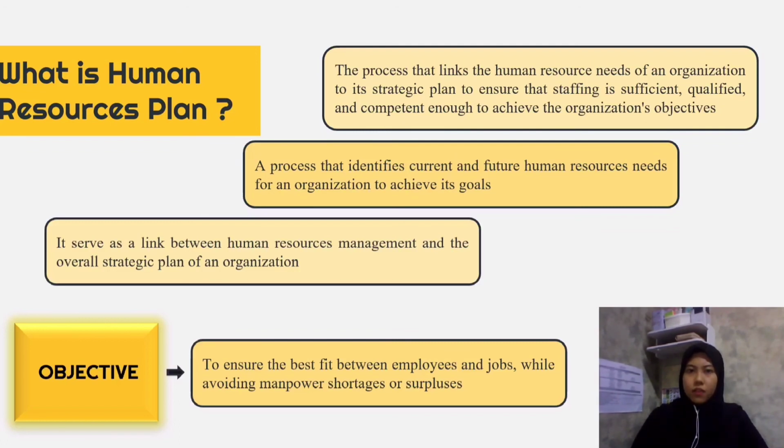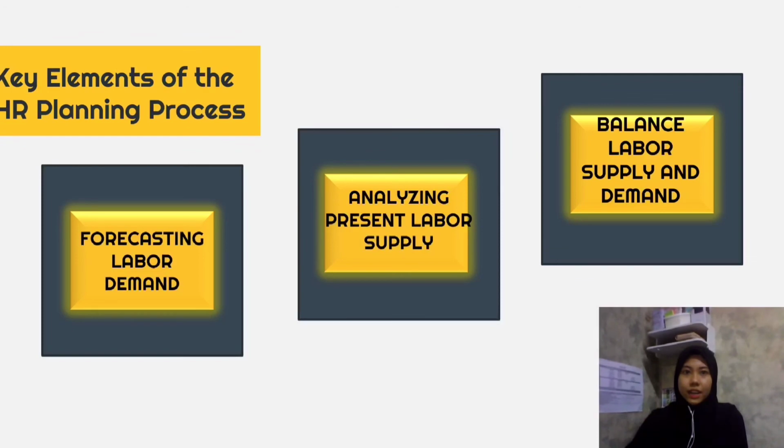The objective of human resources planning is to ensure the best fit between employees and jobs while avoiding manpower shortage and surplus. There are three key elements of the HR planning process, which are forecasting labor demand, analyzing present labor supply, and lastly, balancing labor demand and supply.